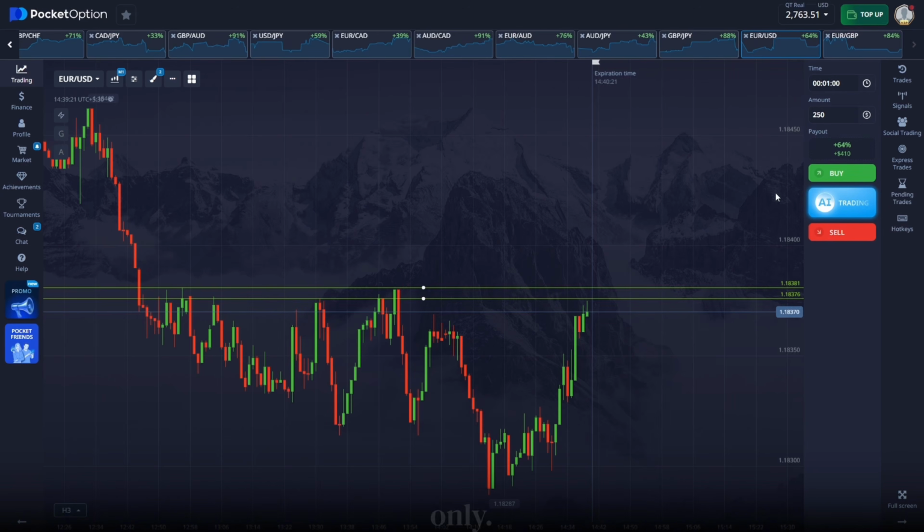It's 64% only, and that's why I am avoiding this particular trade setup. This is a clearly visible resistance zone and it can give us a good reversal trading opportunity, but the payout percentage is decreasing here. So I'm switching my chart now and we'll try to find a different trading opportunity on any other chart.